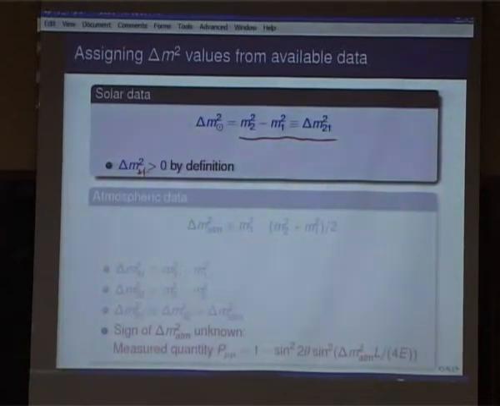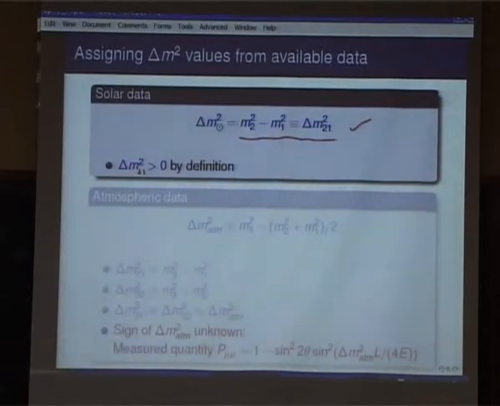So 2 is greater than 1. This is simply by definition. This is for normal order. Depending upon it, how did we define 2 and 1? Neutrino 2 is always heavier. So this is always true, and therefore this is always positive. So for delta M squared 2 1, we know the magnitude, which is 8 times 10 to the power minus 5, and we know the sign, which is positive.